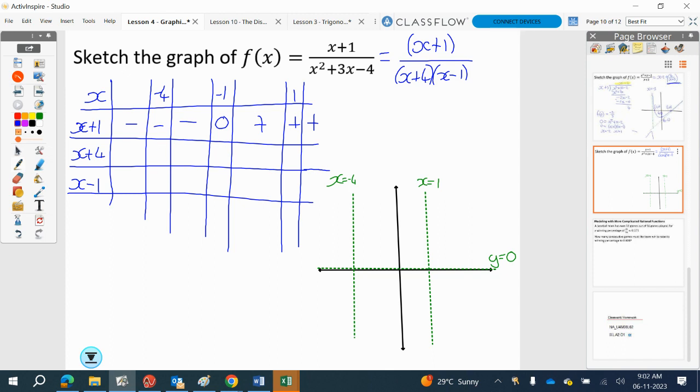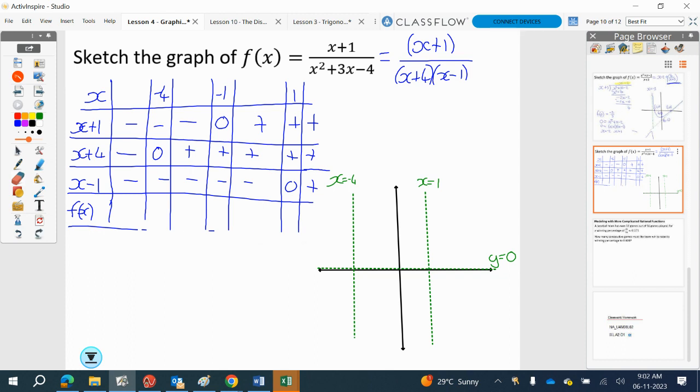Negative 4. To the left of it, is it positive or negative? Negative. How about the next factor? It's going to be 0 at 1. To the left of it, positive or negative? To the right, positive. So, what is the sign of f of x now?